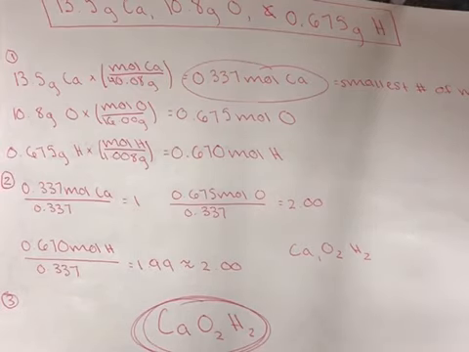If we were given percents of a compound to begin with instead of grams, we would assume we have 100 grams of the compound and change the percents to grams. For example, if a compound is 25% oxygen, we assume we have 25 grams of oxygen.